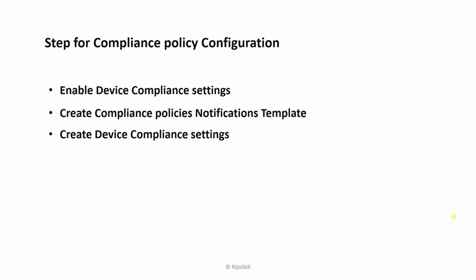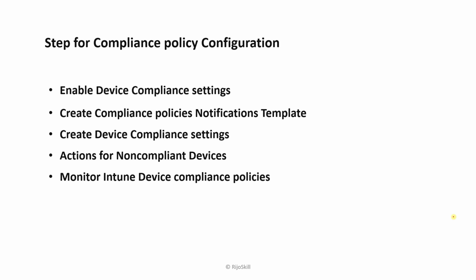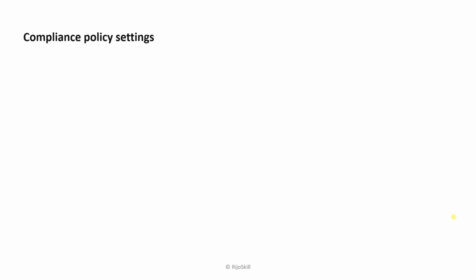Different policies are available in the Microsoft Intune portal, so you need to implement those policies. Then set the action for the non-compliant device. If the device is non-compliant, you need to tell the Intune compliance policy what action you need to take. Then monitor the Intune device compliance policy, and you can also monitor and make reports for your device compliance. So we will go for our compliance policy settings.